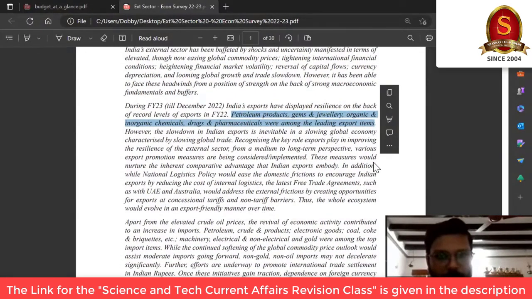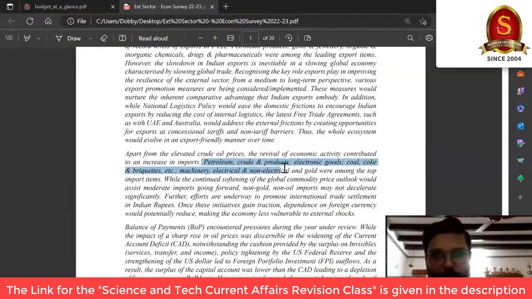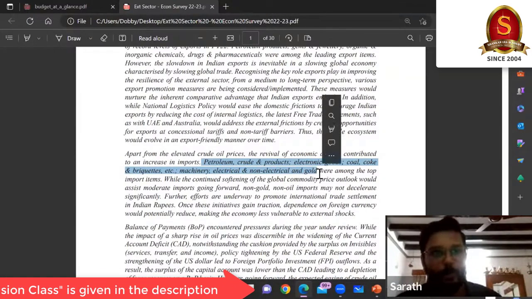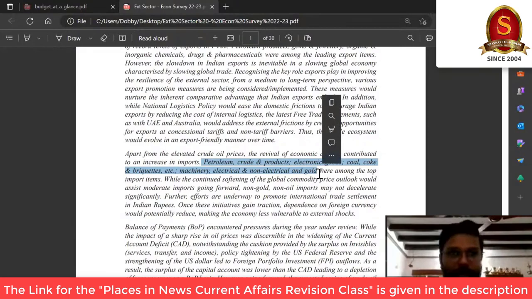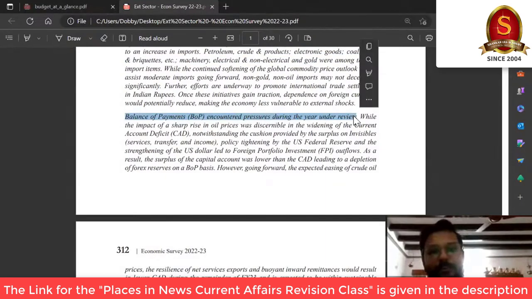What are the leading export items of India? Okay. Similarly, do we have anything about imports? Apart from elevated crude oil prices, the revival of economic activity contributed to the increase. Petroleum, crude and products, electronic goods, coal, coke and briquettes, machinery, electrical, non-electrical, gold were among the top import items. Please make a note of that as well. Okay, a very general thing. Balance of payments encountered pressures during the year under review, which means balance of payments did not do particularly well.